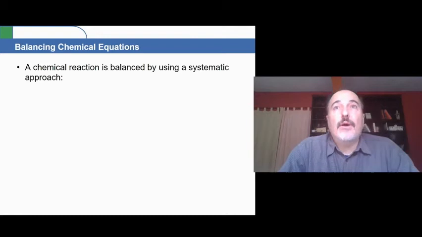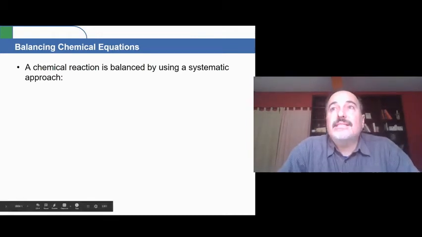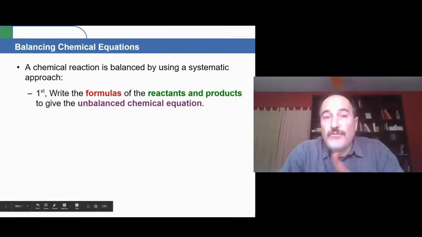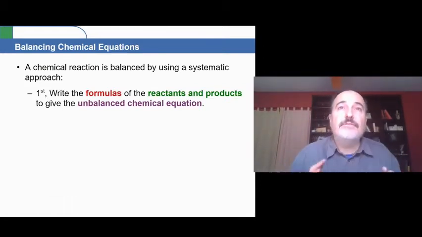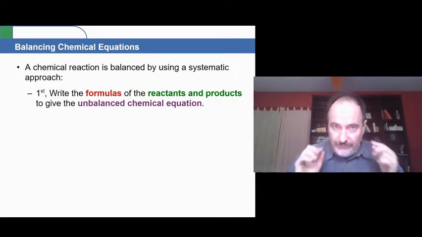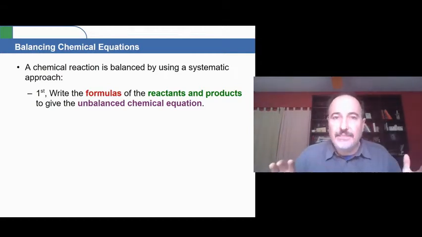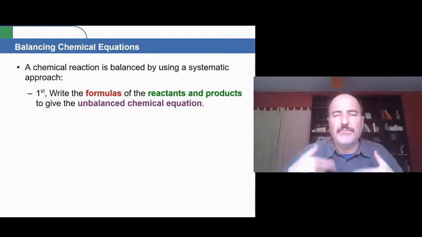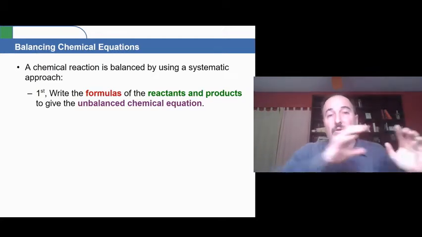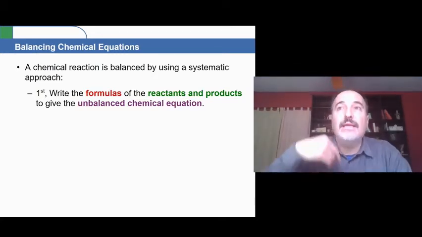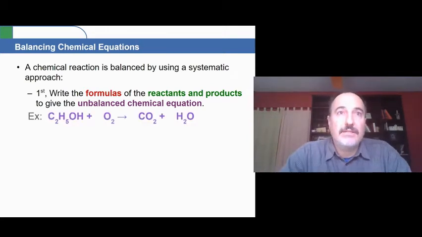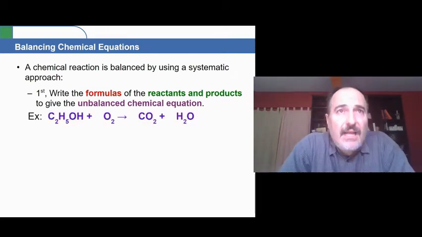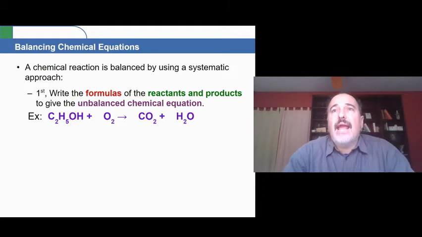All right. So in order to do so, there is a systematic approach that I would like you to please follow. First of all, I want you to write the formulas of the reactants and products to give the unbalanced chemical equation. If it's given in names, like methane reacts with oxygen to produce water and carbon dioxide, you would first need to make sure that it is written down in chemical formula format. For example, this one is ethanol burning in oxygen to produce carbon dioxide and water vapor.